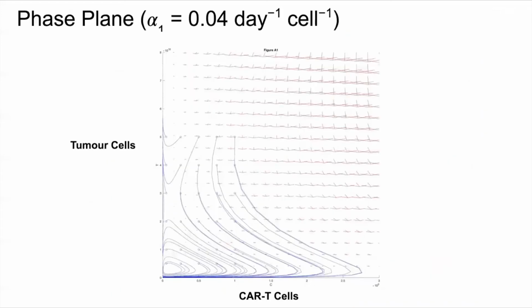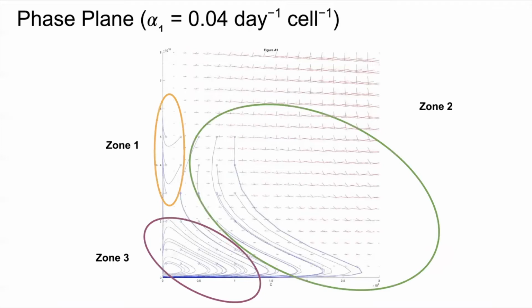To understand what conditions might cause these relapses to occur, we can look at the phase plane of the CAR T cell population and the tumor cell population. For a low tumor inactivation rate of 0.04 per day per cell, which was used in the paper, we can qualitatively see three zones. Zone 1 is the tumor population, which dominates over the CAR T cell population. Zone 2, in which the CAR T cell population dominates over the tumor cell population. And then Zone 3, the CAR T cell population and tumor cell population oscillate, which represents relapse.